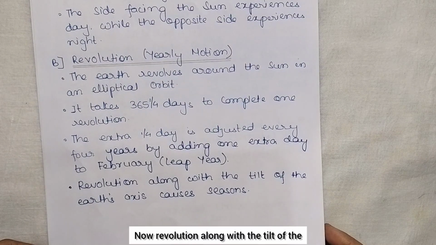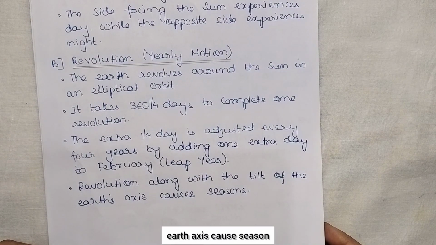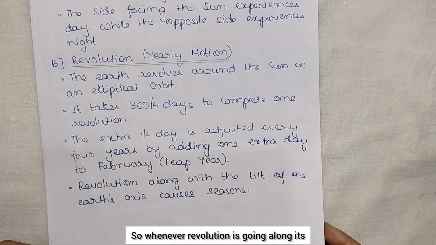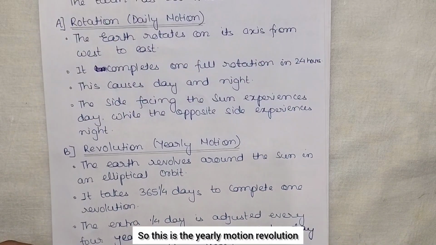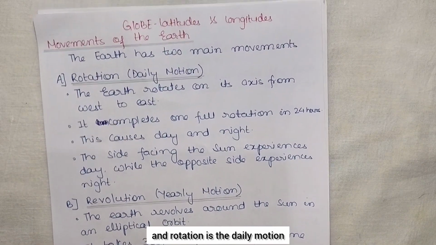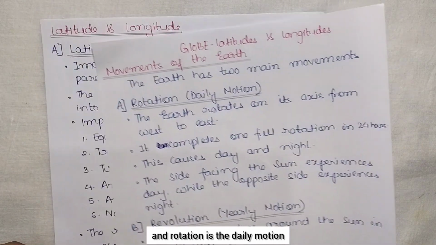Now revolution along with the tilt of the earth's axis causes seasons. So whenever the revolution is going along with its tilt, then we see the changes in the seasons. Okay, so this is the yearly motion, revolution, and rotation is the daily motion.